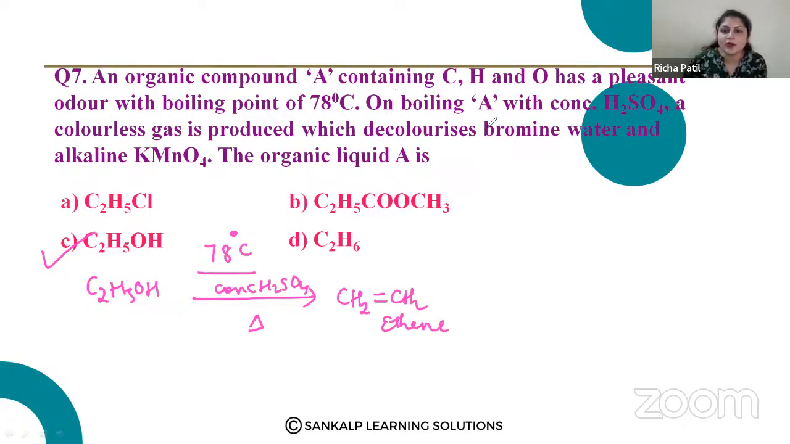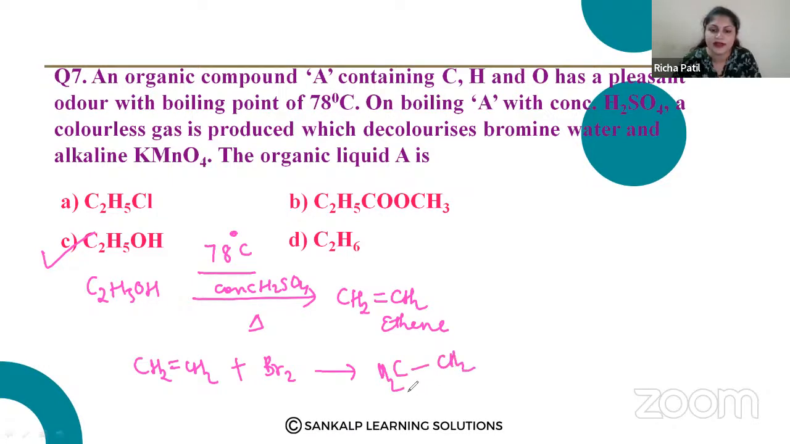So with a pleasant smell, on boiling A with concentrated H2SO4, a colorless gas is obtained. So this is a colorless gas, ethene. Now ethene is further treated with bromine water. Why is bromine water used? It tells you the presence of a double bond. It tells you about the saturation or unsaturation present. So across this double bond, Br is added.